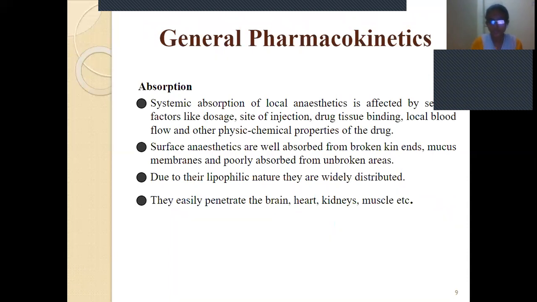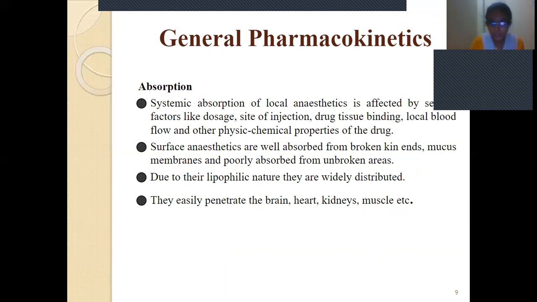Let's see the general pharmacokinetics. Absorption: systemic absorption of the local anesthetic is affected by several factors like dosage, the site of injection, drug tissue binding, local blood flow, and other chemical properties of the drug. Surface anesthesia is well absorbed from broken skin and mucous membranes, and poorly absorbed from unbroken areas. Due to their lipophilic nature, they are very well absorbed and distributed in the body. They easily penetrate into the skin, heart, kidneys, and the muscles.